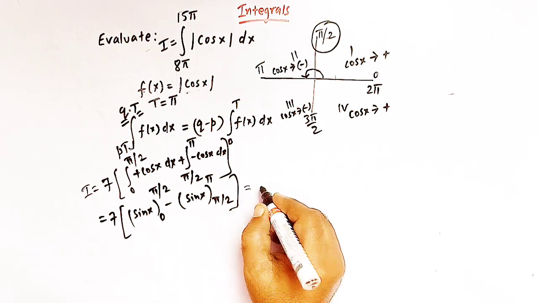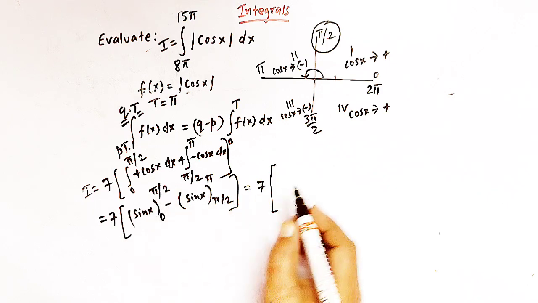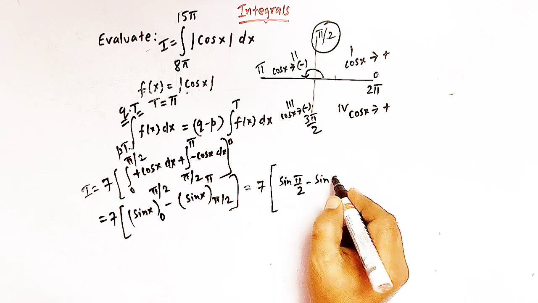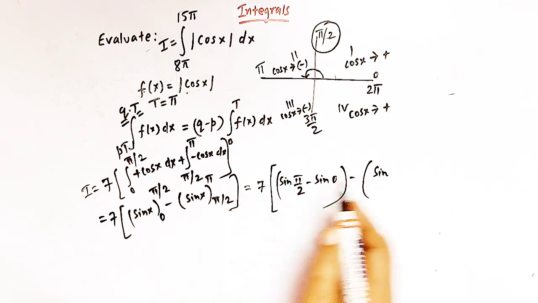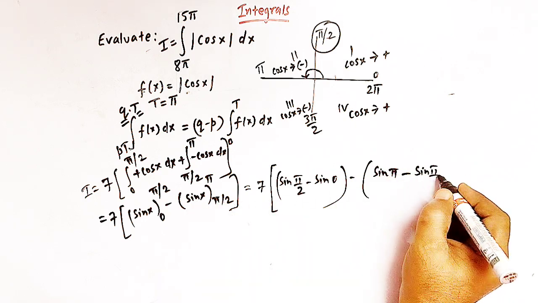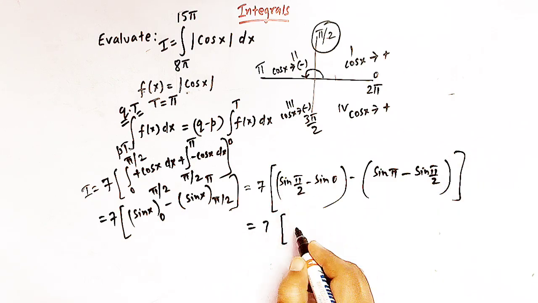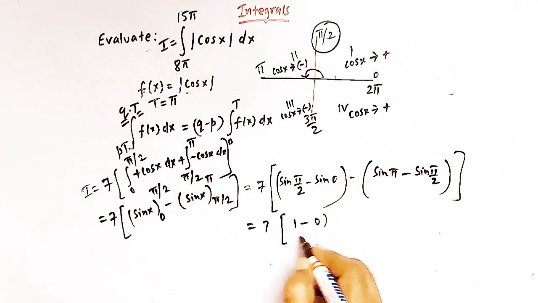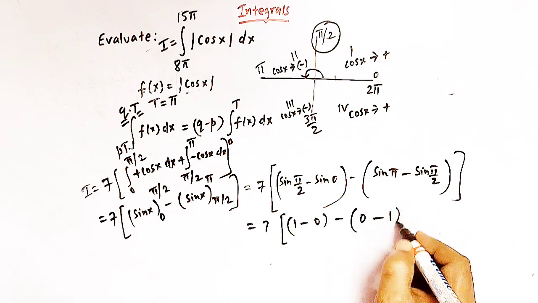So now let us simplify it. We have 7. The first will take here x is equal to pi by 2. So we have sine pi by 2 minus sine of 0. And then we have sine of pi, and then we have sine of pi by 2, right? Okay, so now here we can write sine pi by 2 as 1, sine 90 degrees is equal to 1, sine 0 is 0, and sine pi is 0, sine pi by 2 is 1.